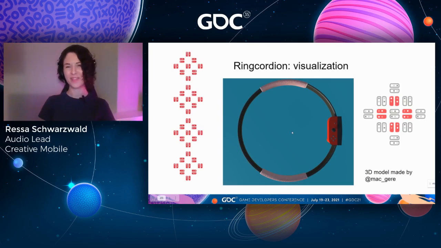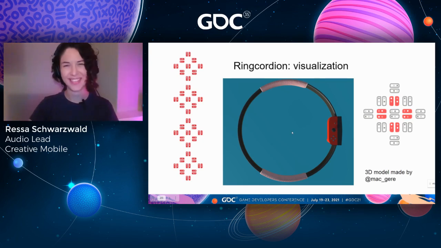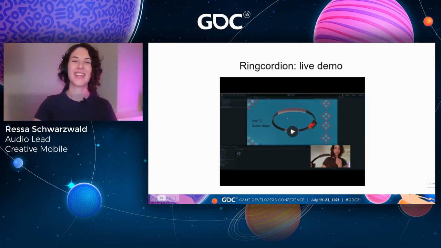Then I made some visualization. This is a 3D model made by a composer, Mark Jiguera. Thank you, Mark, a lot. And I also made some weird ornaments, like Belarusian ones, made of the Nintendo Switch logo. So I made this open source project. I placed it on GitHub, and I made a live demo about that.